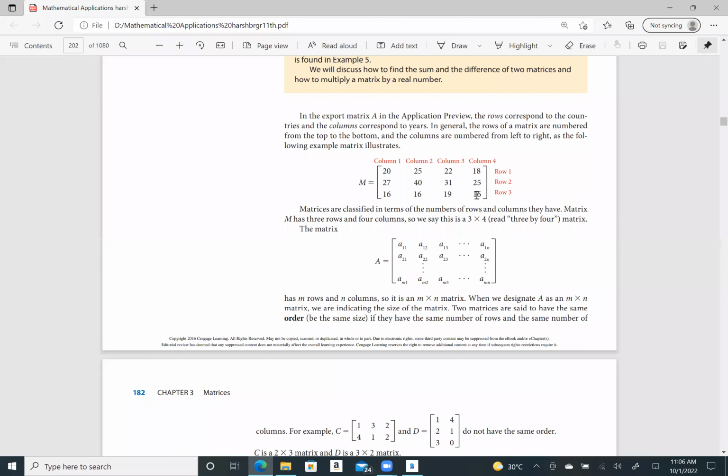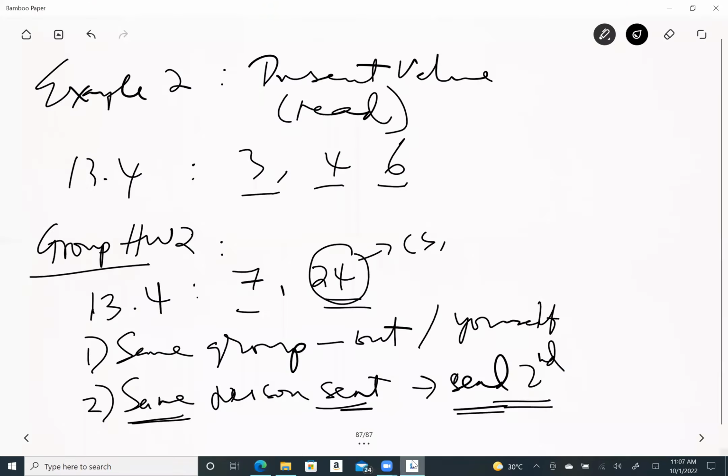So we are describing the element or the number according to the number of row and the number of column. Okay, any question? So the element of a matrix is described by location: the number of the row and the number of the column.